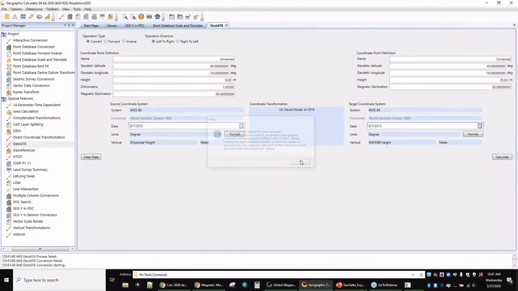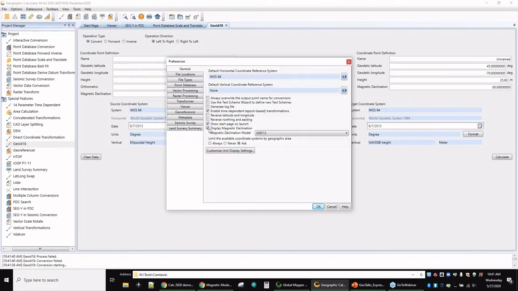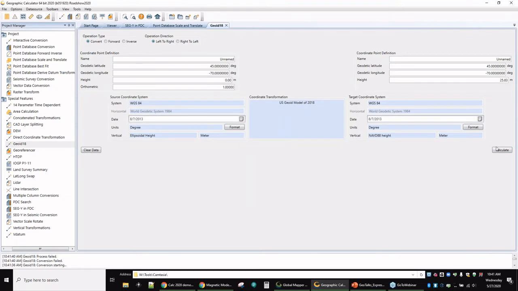And oops, I neglected to put in place my magnetic model. That was a little bit silly of me. Turn that back off. It was giving me a warning that I was missing that grid file. The vertical datum component right here is what we're looking at, and that comes just like any other vertical datum. So the latest and greatest survey standards from the NGS there.